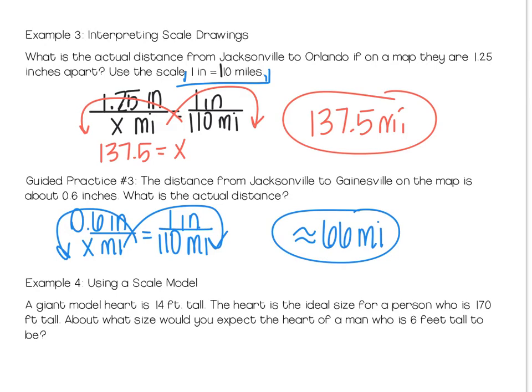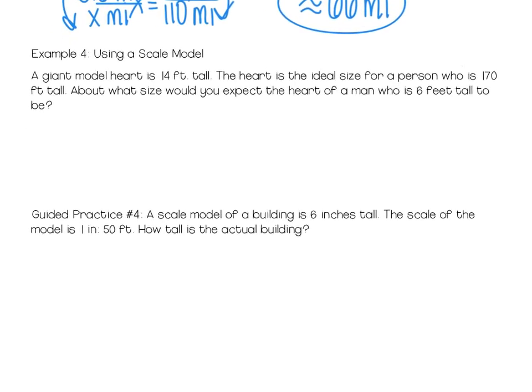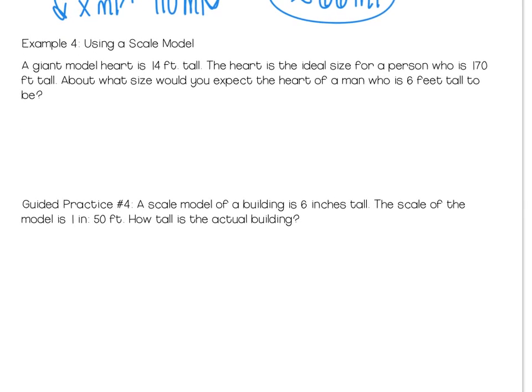Alright, last example. Using a scale model. A giant model heart is 14 feet tall. The heart is the ideal size for a person who is 170 feet tall. About what size would you expect the heart of a man who is 6 feet tall to be? So 14 foot tall heart goes for a 170 foot tall man. If I have a 6 foot tall man, how tall should the heart be?